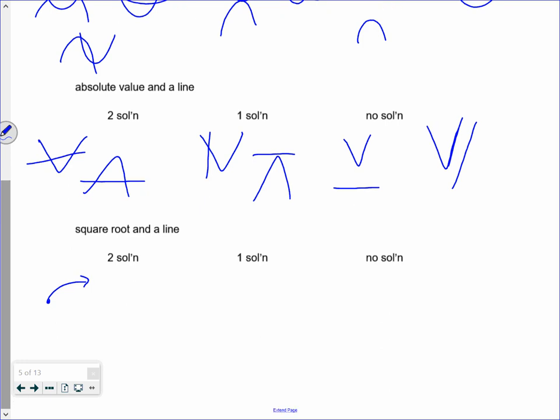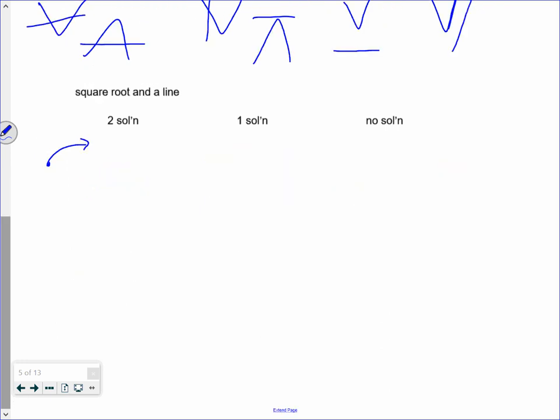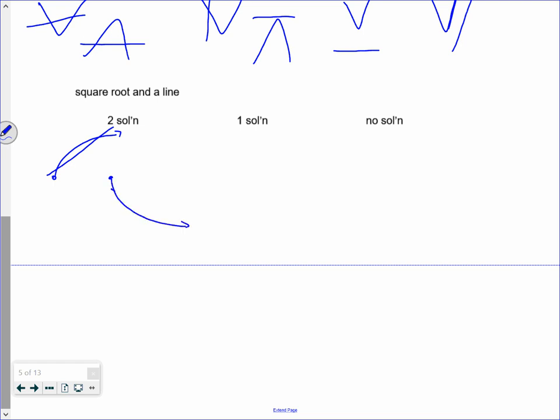Remember, we have square root functions that can either increase or decrease. Okay? So here's an increasing one, and I could draw a line like that, or a decreasing one and I could draw a line like that. Okay? It's pretty easy to do one solution. Just slap a line through there, and again, increasing or decreasing. Horizontal, vertical, tilted, and no solution.